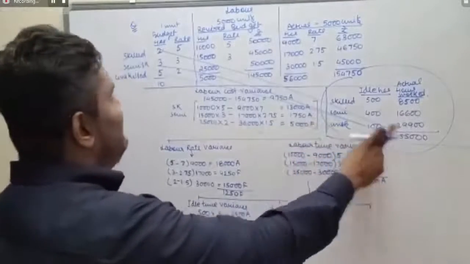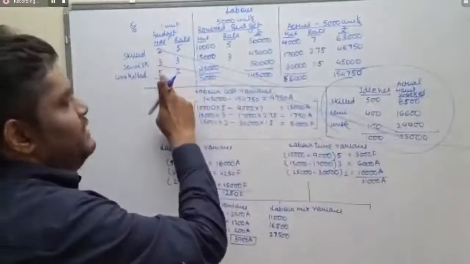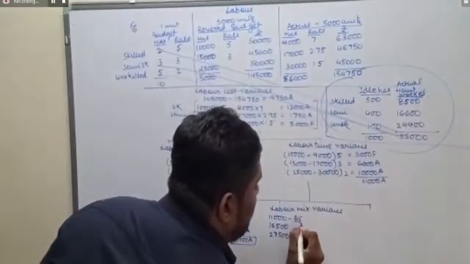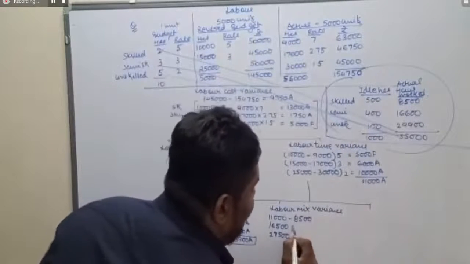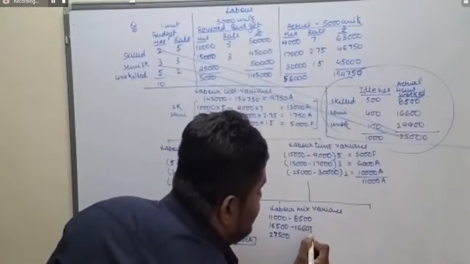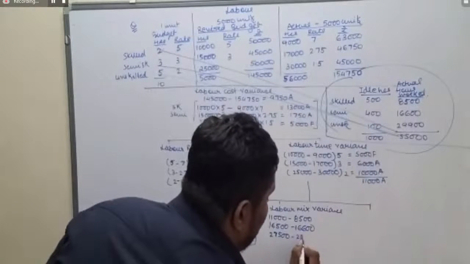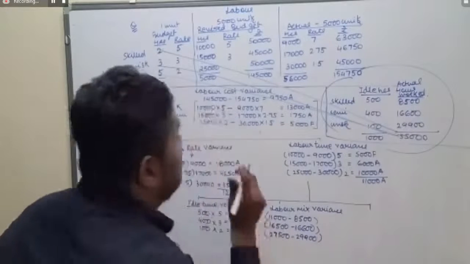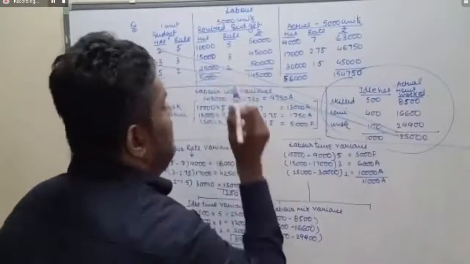So this 55,000 should be in the ratio of 2:3:5, whereas it was actually how much? 8,500, 16,600, 29,900, into rate 5, 3 and 2.